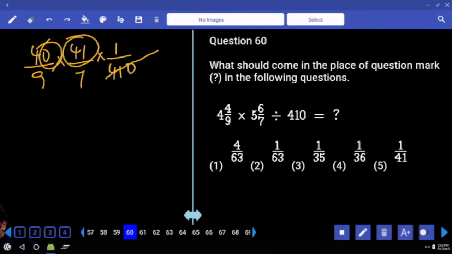In denominator, do you have any even numbers? So 4 will be there in numerator as it is. There is only one option which is having 4 in numerator.